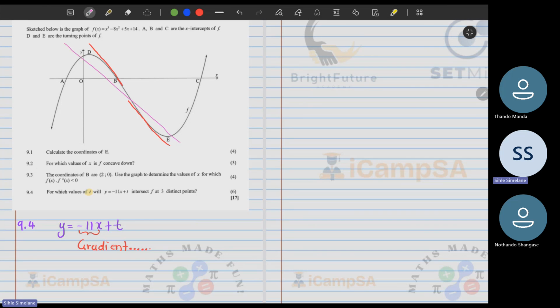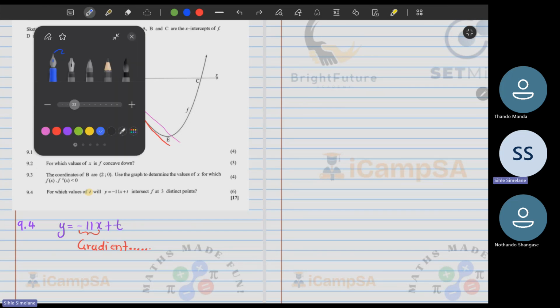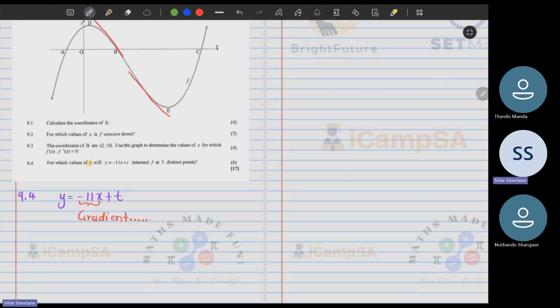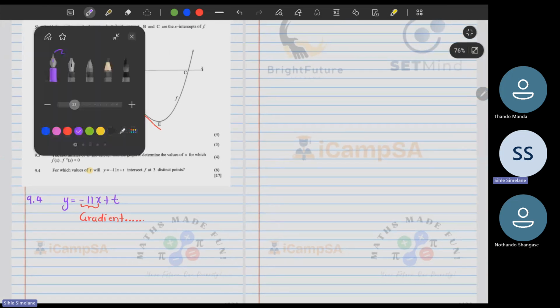If you observe carefully, the y values that will be between the turning points, somewhere in between, will allow us to cut this in 3 points. If we can get a y value somewhere in between this point and this point, we will be able to cut this in 3 points. So what we are going to do is find, if we have a gradient of -11, where is our tangent touching the actual graph?